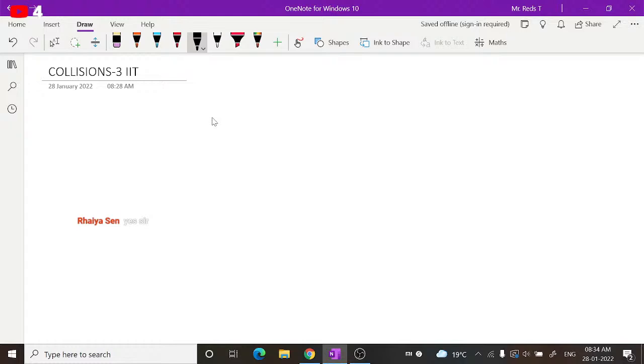So write down the subheading. First we'll see one dimensional elastic collision. Inelastic, not elastic. One dimensional inelastic collision.